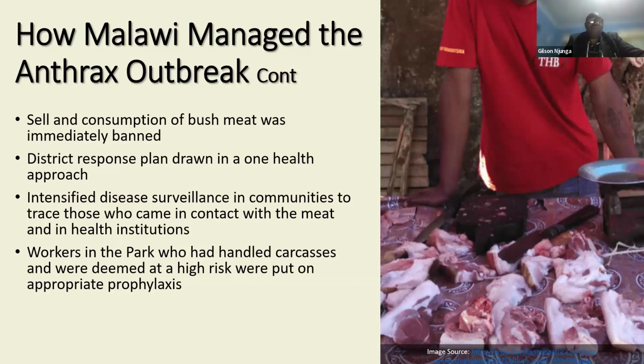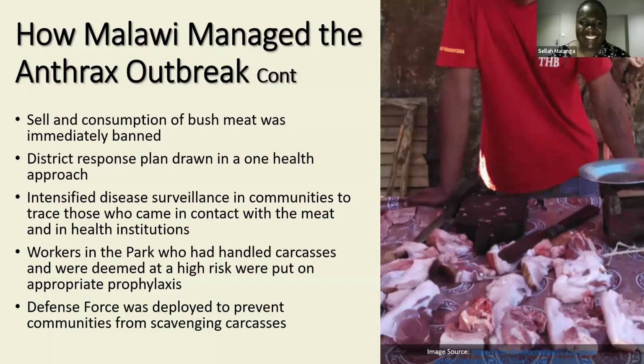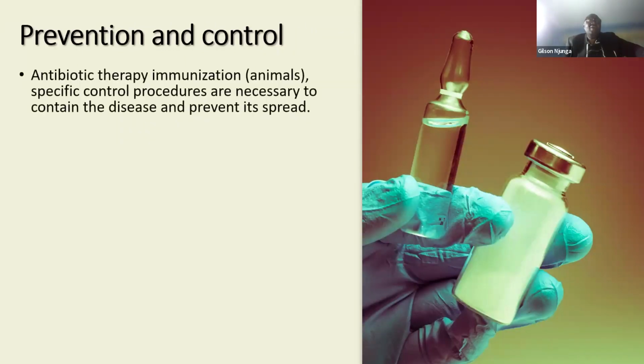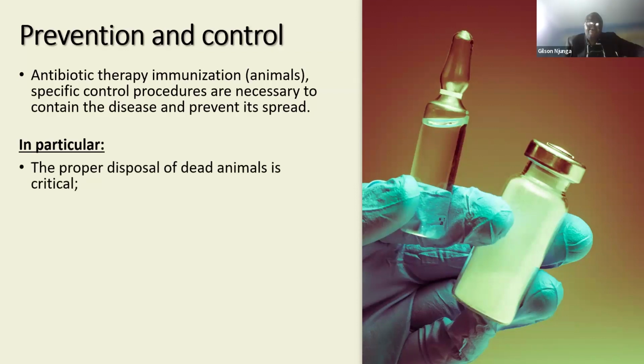The workers who were working in the park were quarantined, and those whom we deemed to be at very high risk were given prophylactic treatment. As I said, the defense forces were deployed to prevent people from scavenging the carcasses. Now, for prevention and control of the disease, if the animals or humans are sick, you can use antibiotics. High doses of penicillin, for example, do wonders.